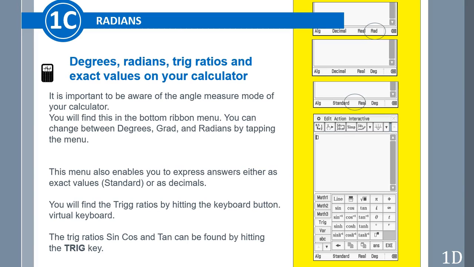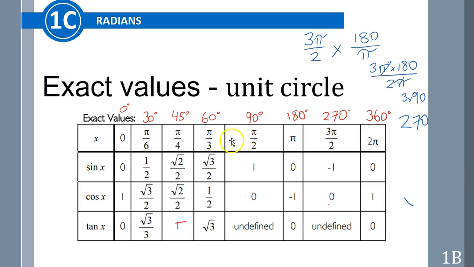Okay, so at the end of this unit, what you should be really, really comfortable doing is converting between degrees and radians. And you should also be able to pop those values, so these values here, onto a unit circle without too much hassle, and you should be able to tell me which ones are positive and negative.